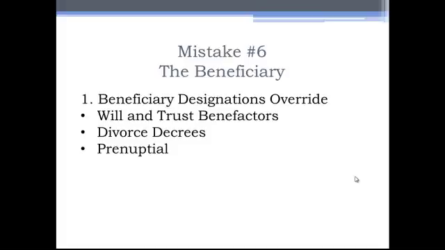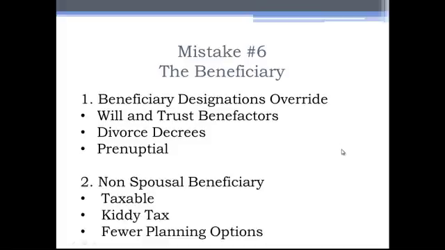Life changes. So if your will says one thing but your beneficiary designation says something else, it's the beneficiary designation that's going to override anything that happens. Trusts as well. Divorce decrees and prenuptials. In addition, oftentimes somebody's going to want to have a non-spousal beneficiary. Well, this could be a trust. That's a non-spousal beneficiary. Once again, if the document that's sending the money to a trust doesn't specify that the beneficiary is not to be the spouse but supposed to be somebody else, the document, the 401k, is going to override that.